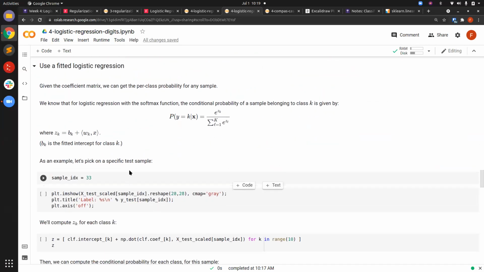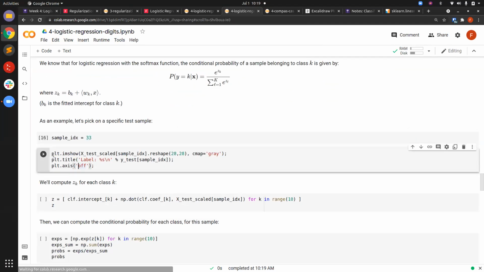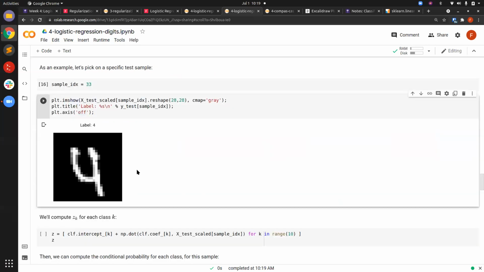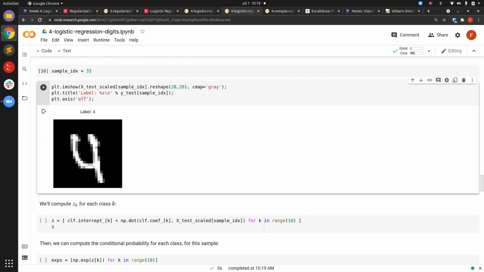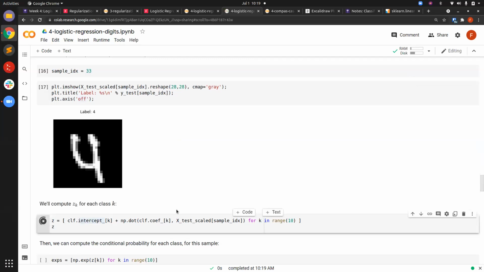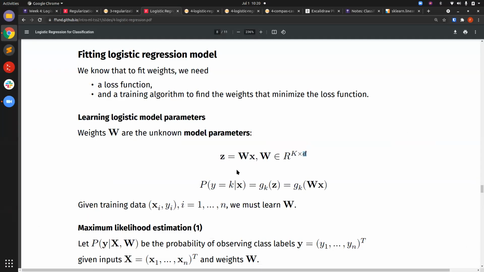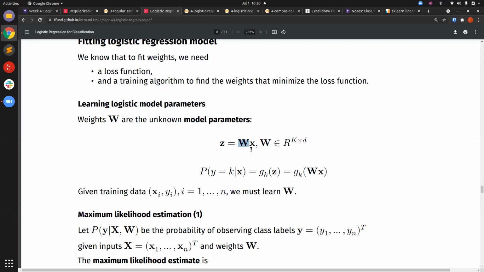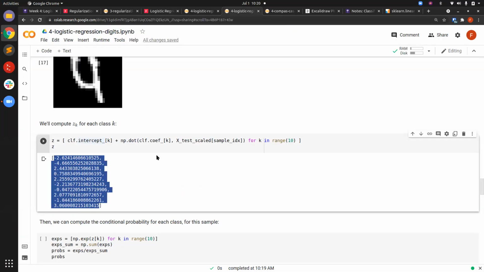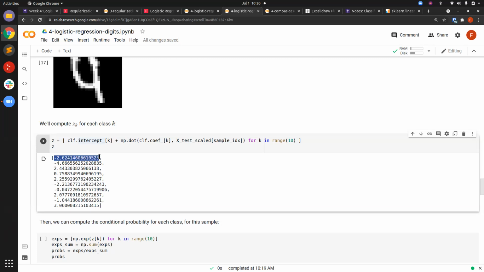Now, given the coefficient matrix, this W by K coefficient matrix, we can take any sample from our test data set. So I'm going to pick a random sample. And then we can compute Z sub K for every class. So let's do that. This is the Z value for each class. So we're taking the weights, which remember we have a vector of weights for each class, and then we have a vector of images, and we do that dot product there, and we come up with a Z value for each.